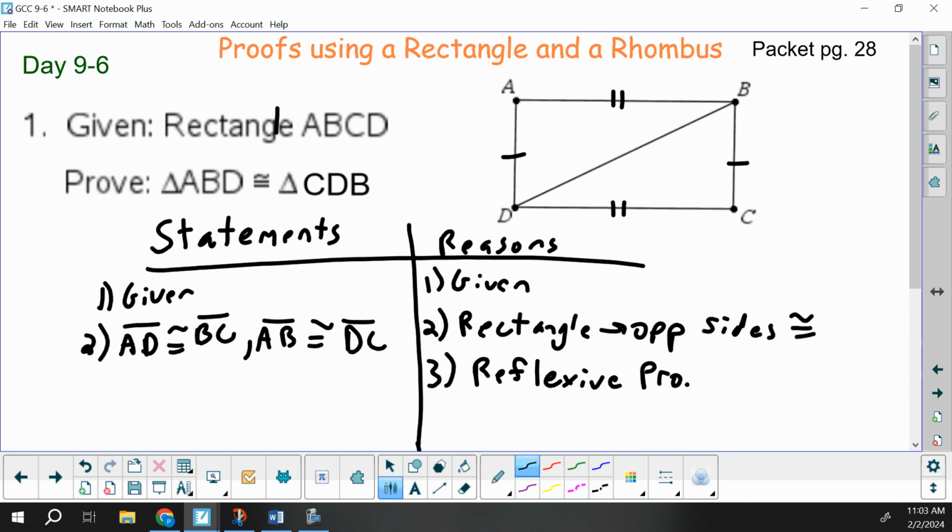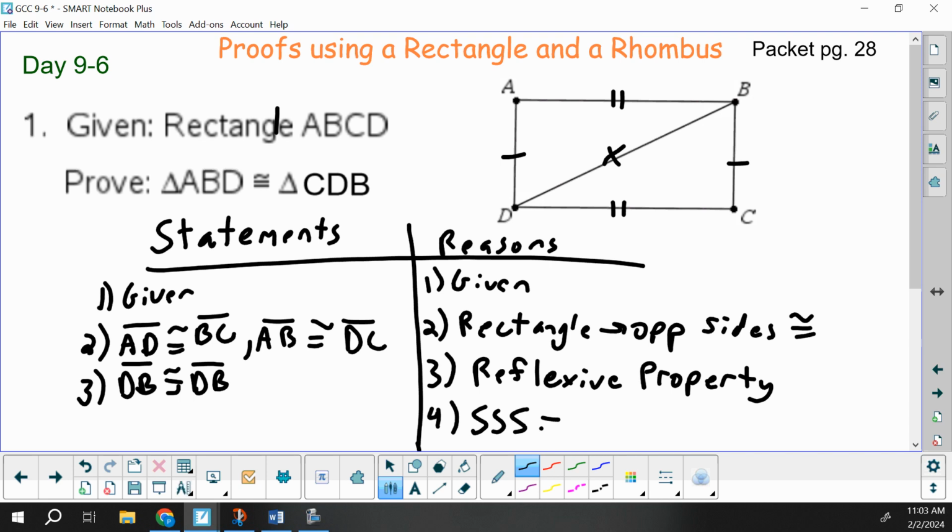So make sure you write property with reflexive. And we'll have DB congruent to DB. And we'll mark that with an X. And in each of those triangles, we have 3 sets of sides marked up. So we just have side, side, side, congruent to side, side, side. And our statement is just what we wanted to prove.